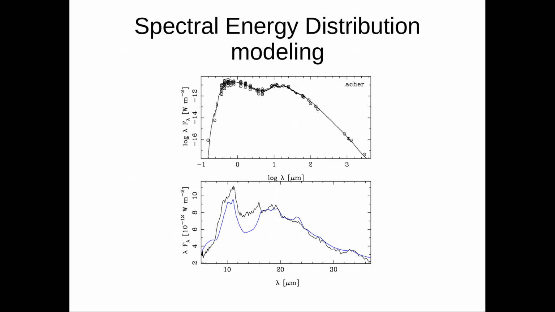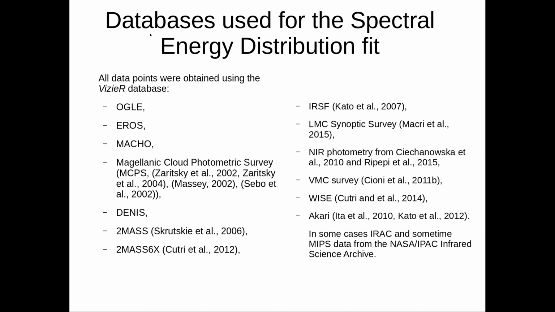AC-HIR is a known Tauri star in a double system. So here are all the observations with these dots. And we got all this data from a whole lot of databases, including Gaia, EROS, MACHO, and also additional individual papers. There has been some individual infrared spectra, the LMC synoptic survey, the VMC survey. So a lot of observations went into this.